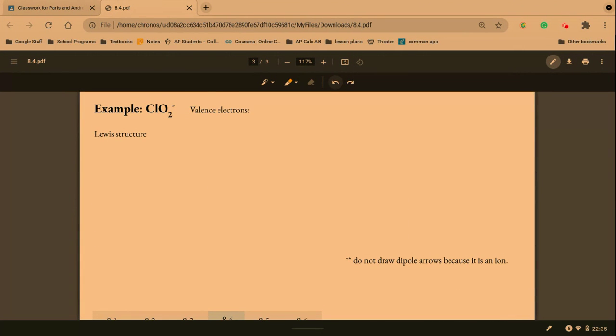Another example, ClO2 minus. Start counting your valence electrons as usual. You have chlorine, oxygen, oxygen. Chlorine is in the 17th group, and so it has 7 valence electrons. Oxygen has 6, and that little minus means we have to count 1 extra electron. The sum of those is 20 valence electrons. When making our Lewis structure, chlorine is in the center as it's listed first, and oxygen is surrounding.